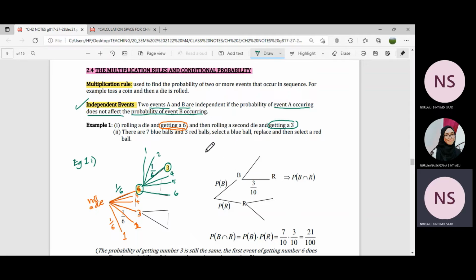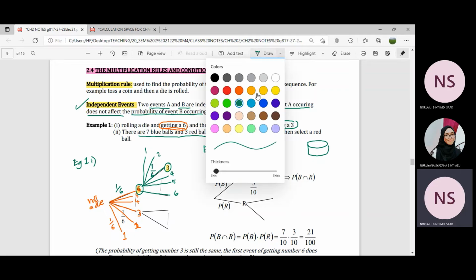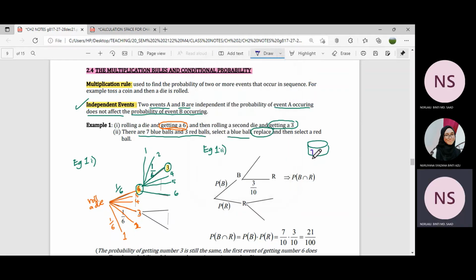Next is example 1, part 2. There are 7 blue balls and 3 red balls. Select a blue ball, then replace, and then select a red ball. Here you have an urn, or any basket. In this basket we have 7 blue balls and also 3 red balls. The total is 10 balls.